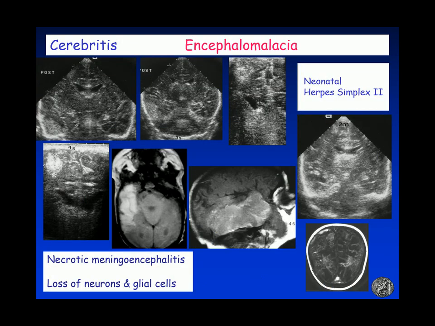Okay, cerebritis, especially neonatal cerebritis due to herpes simplex type 2, may look like this: hyperechogenic foci here, there, all over the brain. And this is cerebritis leading to encephalomalacia. There is necrotic meningoencephalitis in those children, and this leads to loss of neurons and glial cells. So you may see this abnormal signal intensity on MRI, this hyperechogenic foci in the brain.